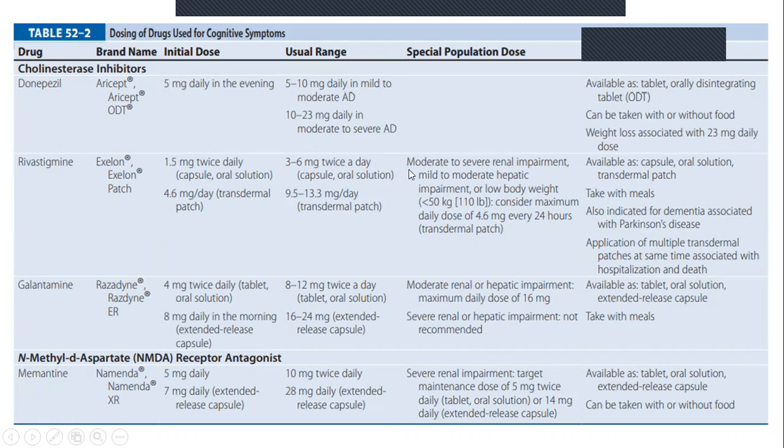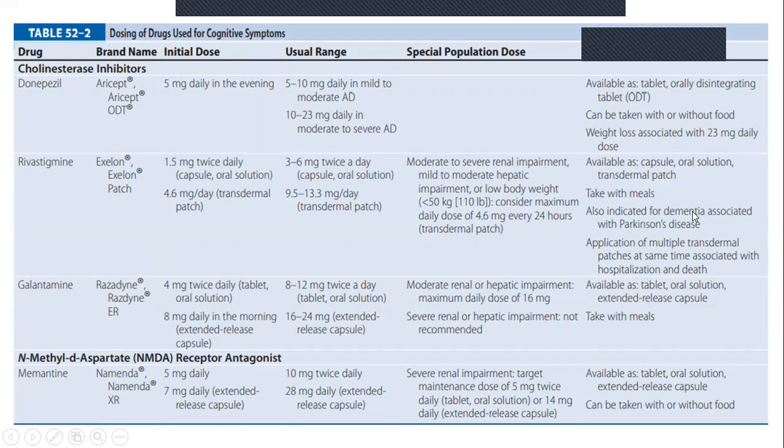Coming to special populations, these include moderate to severe renal impairment, mild to moderate hepatic impairment, or low body weight. In those conditions we have to consider a maximum daily dose of 4.6 mg every 24 hours. So in those conditions, only this much dose can be given for 24 hours. It is available as capsule, oral solution and transdermal patch. It can be taken with meals.